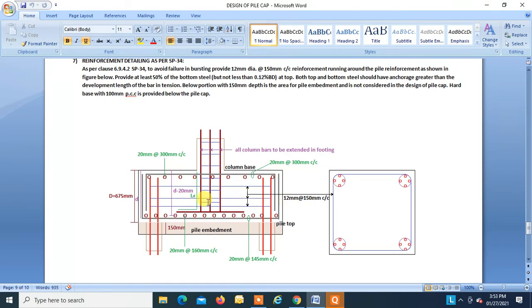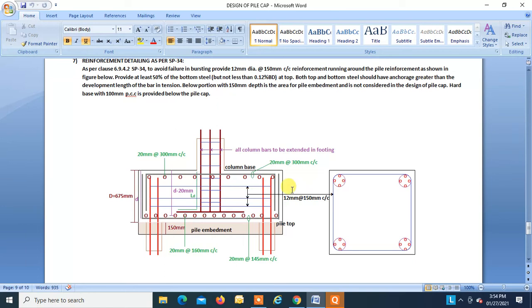These blue lines should be provided with at least 12 mm dia bar with a maximum spacing of 150 mm, right? So I am providing this reinforcement around the pile reinforcement at 12 mm dia, about 150 mm center to center. This distance I am keeping as 150 mm center to center, and the dia of this bar is 12 mm.